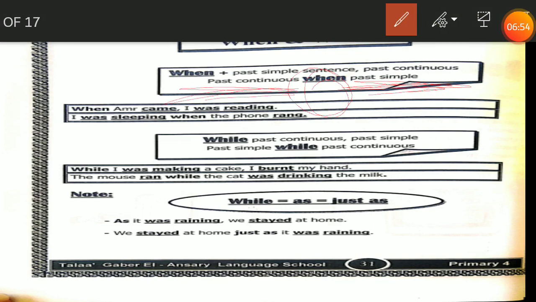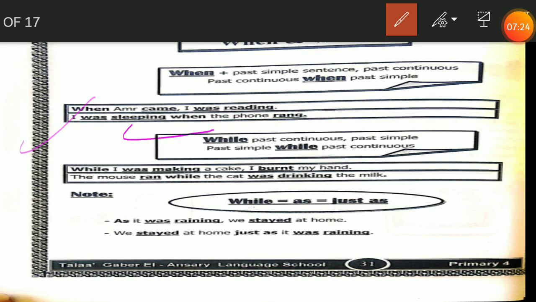Past simple is the second form of a verb, like play, played; go, went; shine, shone; blow, blew; study, studied. But past continuous is was or were plus verb-ing. Okay, let's see these examples, please. When Amr came, I was reading. I was sleeping when the phone rang.